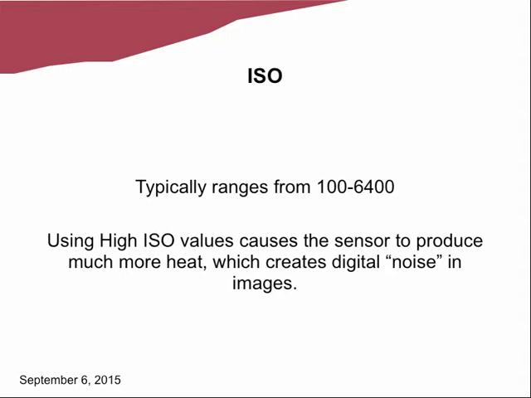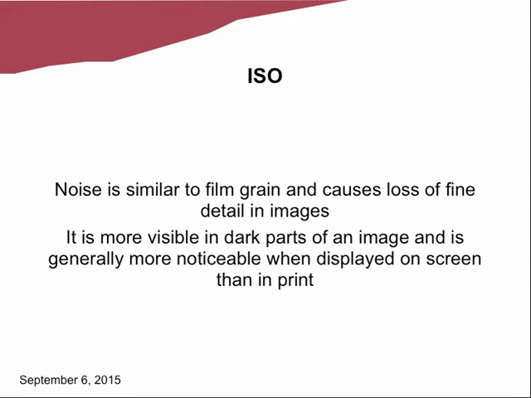Using a high ISO value causes the sensor to produce much more heat, which creates digital noise in the images. And what are we talking about when we talk about noise? We're talking about interference. Noise is similar to film grain and causes loss of fine detail in images. So it's much more visible in dark parts of an image and is generally going to get more noticeable when displayed on screen than in print. So noise is just that film grain and that loss of detail in your image.